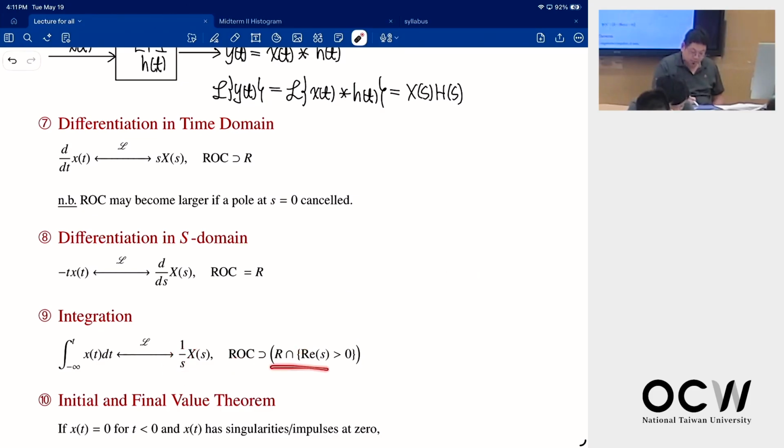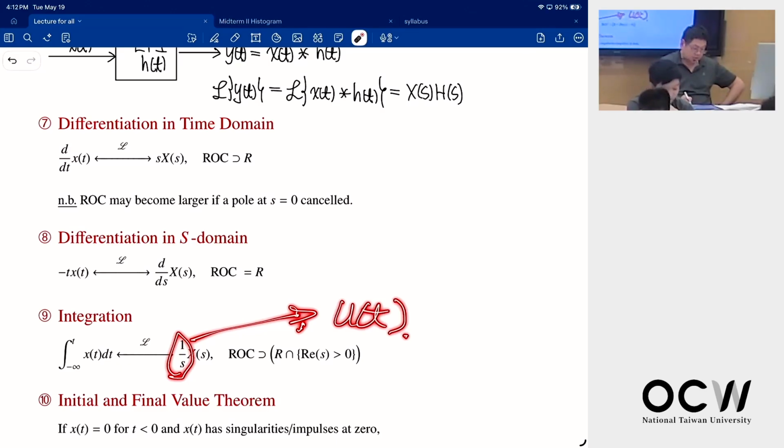For this one, 1 over s. What is 1 over s actually? We have X over s, that's R, right? The region of convergence is R. But what is 1 over s? In time domain, which signal has the Laplace transform 1 over s? The unit step function. Okay, the unit step function. So for the unit step function, the region of convergence is real part greater than 0.